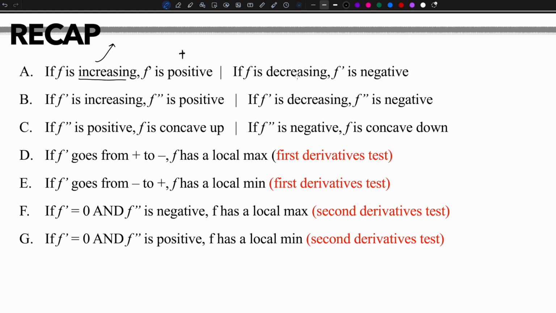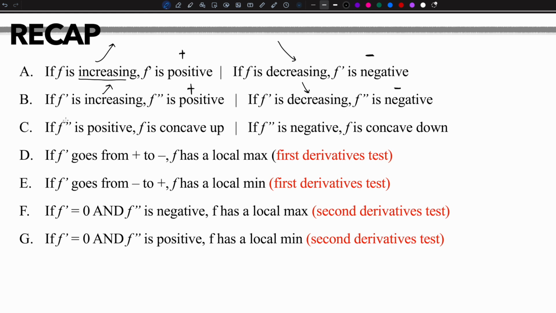If the original function is decreasing, meaning the function is going down, then the first derivative is going to be negative. B, if the first derivative is increasing, so if the first derivative is moving up, then the second derivative is positive. And conversely, if the first derivative is decreasing, then the second derivative is going to be negative.